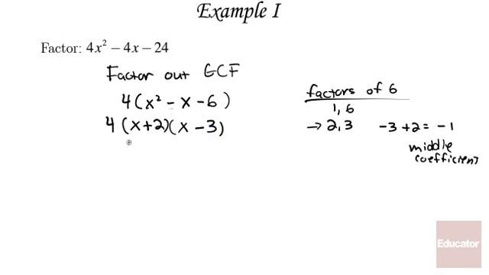And I can always check that by using FOIL to go back and multiply these out, and then I would have to multiply the 4 back into it. But this is factored, so I first factored out the GCF, and then I saw I can take it farther because this is not factored out all the way. It's a general trinomial that factors into x plus 2, x minus 3 times that greatest common factor of 4.